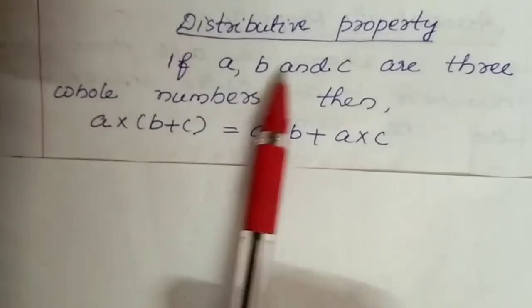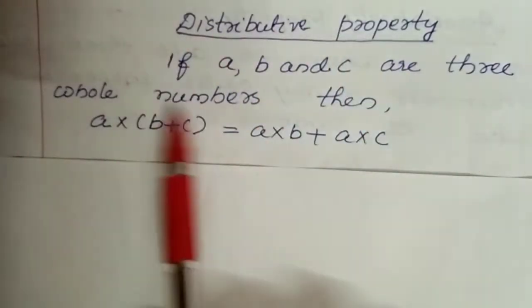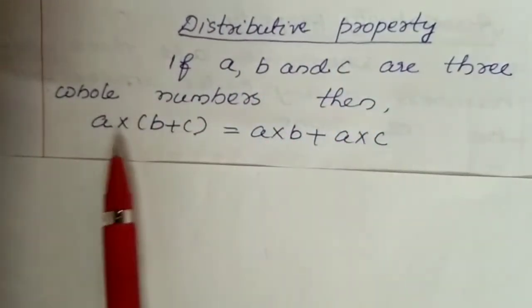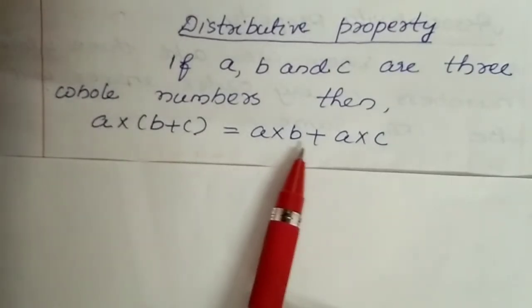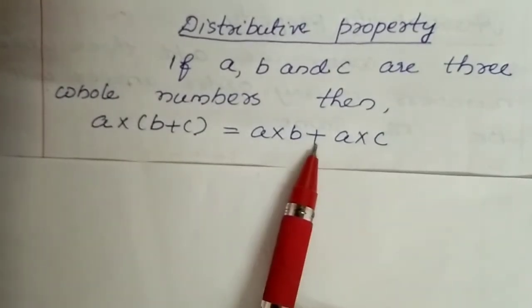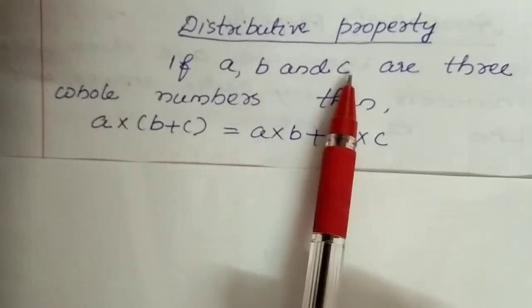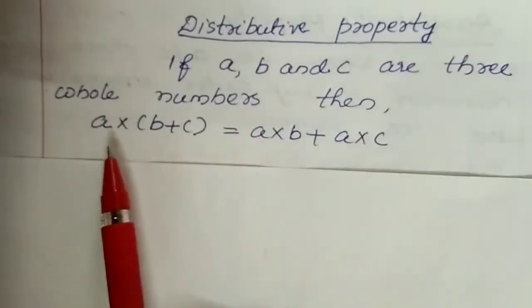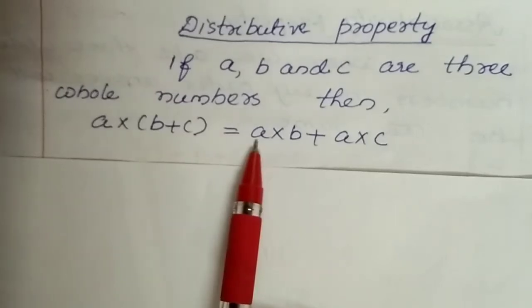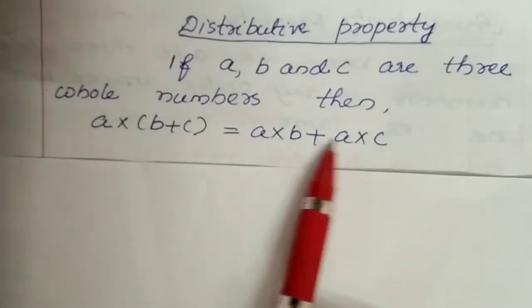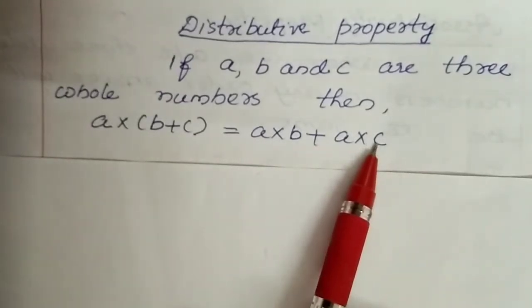If A, B and C are three whole numbers, then A into B plus C is equal to A into B plus A into C. That means suppose there are three whole numbers, we can write it as A into B plus C is equal to A into B plus A into C.